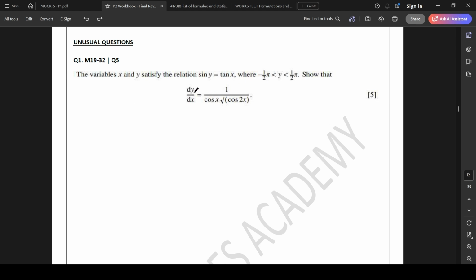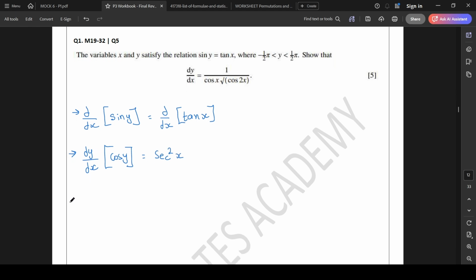The first thing would be I'll differentiate both the sides with respect to x. So it will become d/dx of sin y, and on the right hand side d/dx of tan x. Now over here, differentiating on the left hand side with respect to x, you're dealing with the y term. So after differentiating sin y, which is cos y, I will need to multiply it with dy/dx. So it will become dy/dx multiplied by cos y, and on the right hand side, the differentiation of tan x is sec square x.